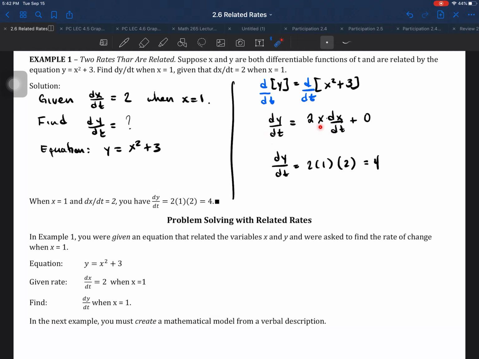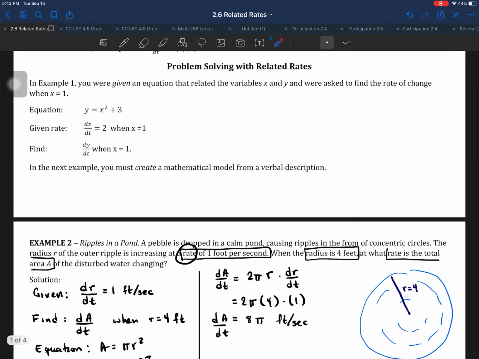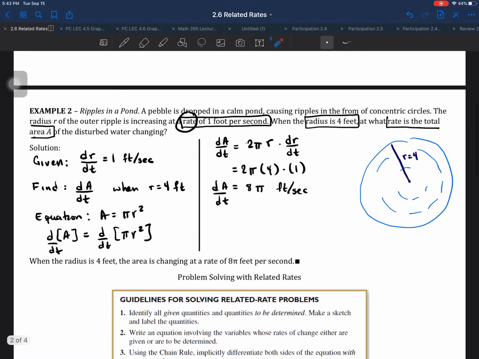Now in this equation, we already know what x is. It's equal to 1, and we know that dx/dt is equal to 2. So we go ahead and replace those. We have 2 times 1 times 2 equals 4. And there you go, we found the derivative of y with respect to t. If you notice, our goal is to find the equation of the relationship between the two unknowns, or 3 unknowns, or 4 unknowns. Summarize what you're given in terms of rate, and then recognize what you're asked to find. It can be very helpful to create a picture of it.